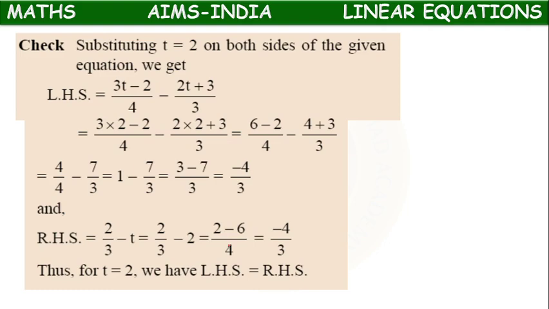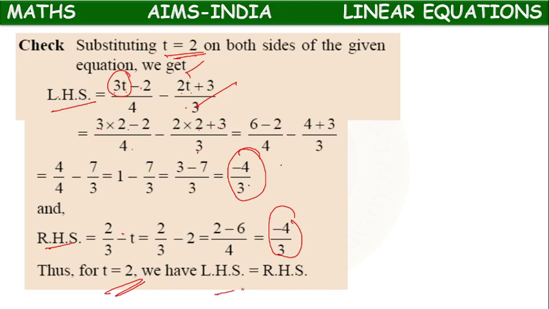Okay. So next we can keep 2 there. We can keep t equal to 2 in LHS and in RHS. In the given value, in the t place, we will keep 2: 3t, 3 into 2 minus 2 by 4, 2t, 2 into 2 plus 3 by 3. We can simplify like that. Minus 4 by 3 we are getting. RHS also minus 4 by 3 we will get. So for t equal to 2, we have LHS equal to RHS. So it is proved.